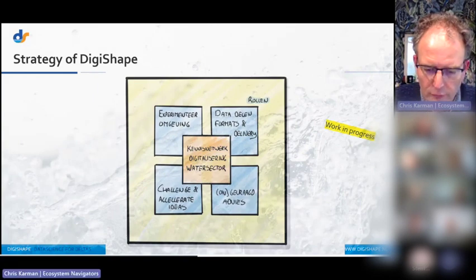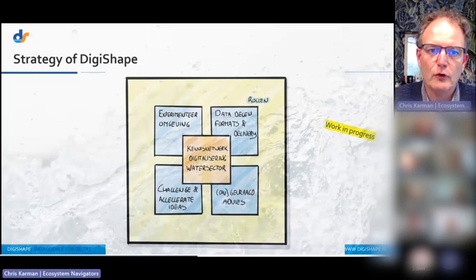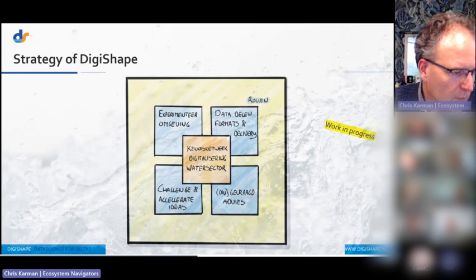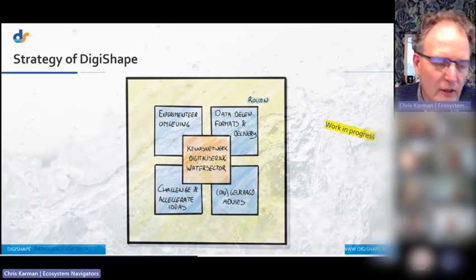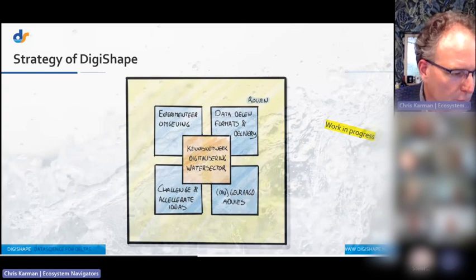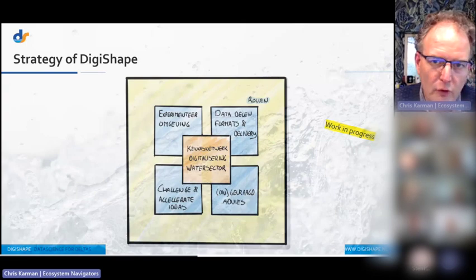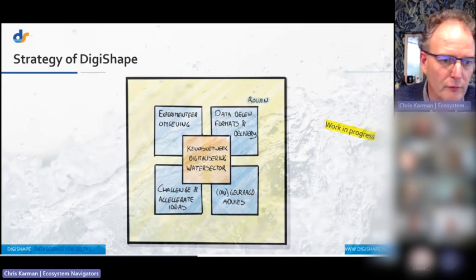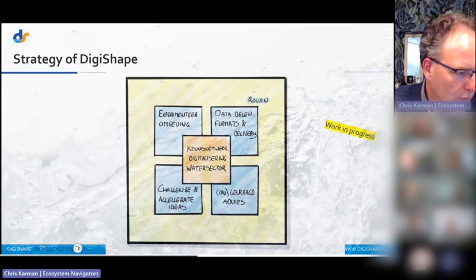We work on stimulating the sharing of data, but also facilitating the sharing of data to take away thresholds that may be there. We organize challenges, and we challenge partners to come up with their ideas, to accelerate ideas, preferably in an early stage. And we also provide advice, asked or unasked, but we will provide advice to everybody who needs it.